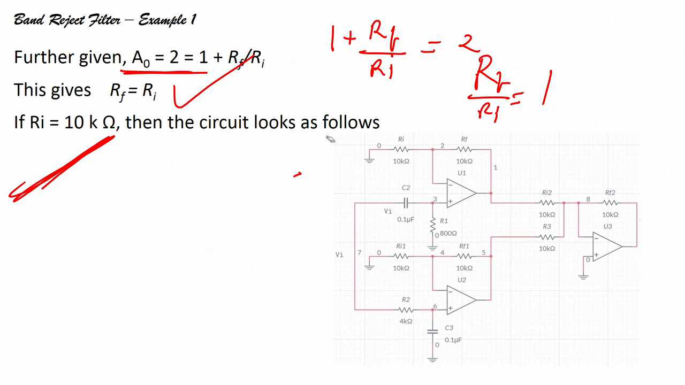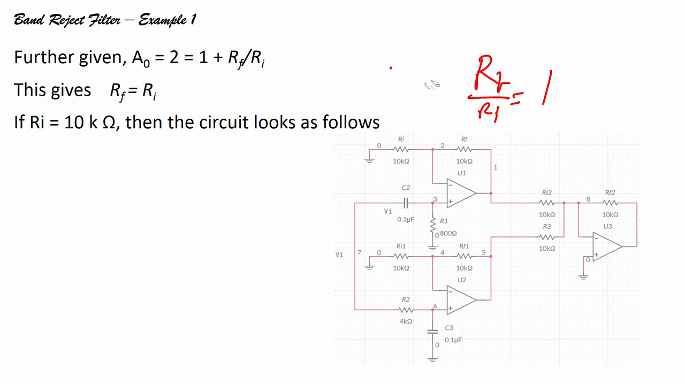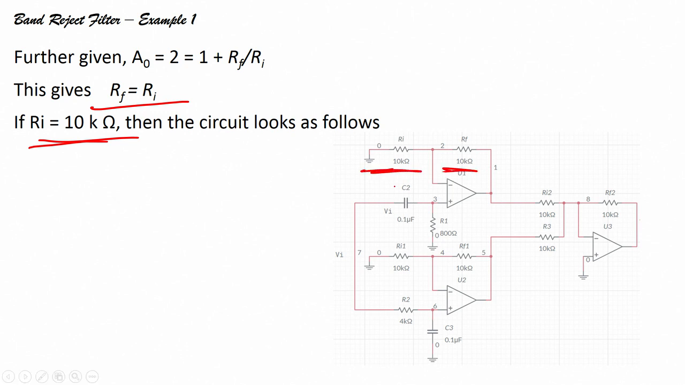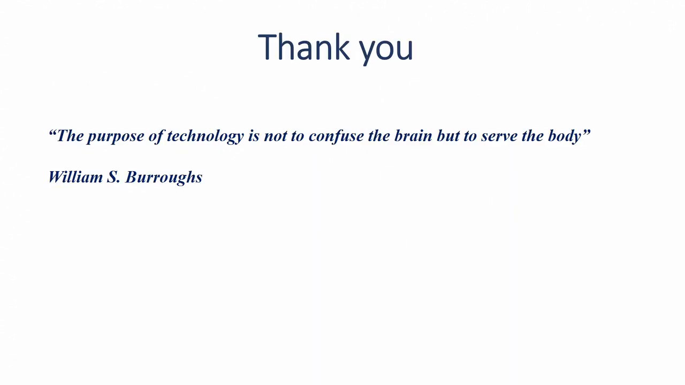Then my circuit will look like the one shown on the screen, is it not? So, I have RF, I have RI, and I can substitute the values. I have found C1, C2, R1, R2, I know R3, I know RF. So, I can easily design my band reject filter, alright. So, this is how I can design my band reject filter.